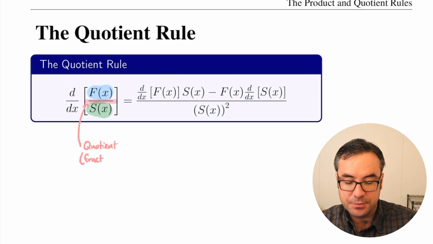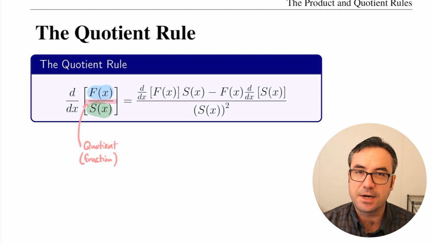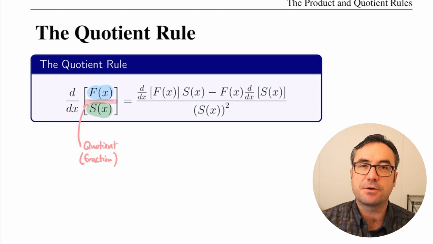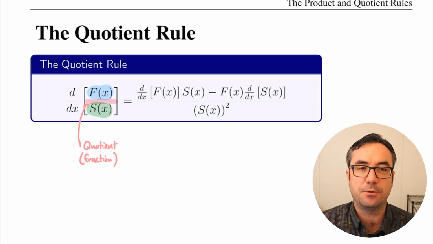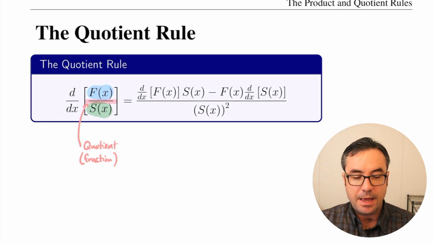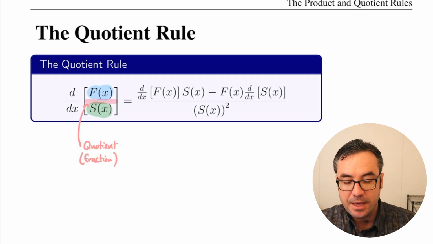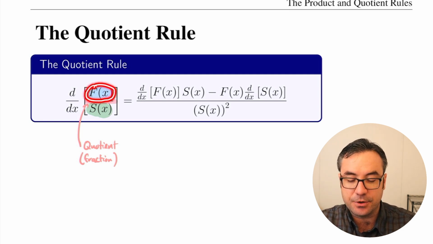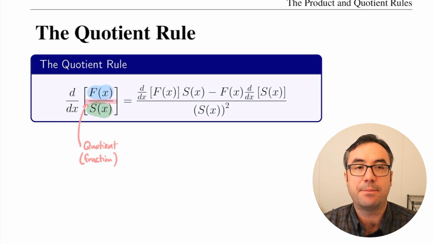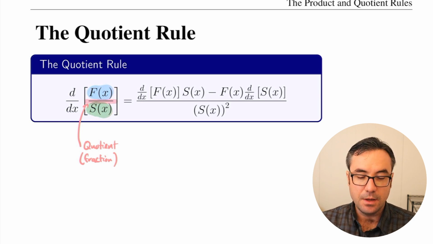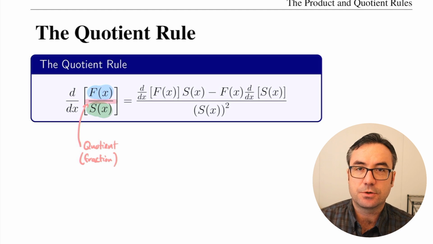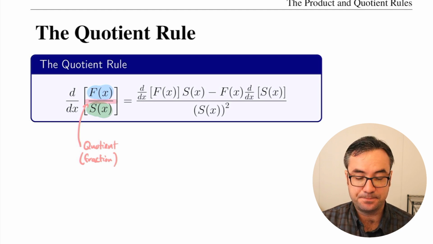So a lot of times when we're going through, if we see a fraction, we should start thinking, maybe we have to use this special quotient rule to help us with the derivative. And we really only need to use the quotient rule if we have a fraction and there are variable terms on both the top and the bottom.